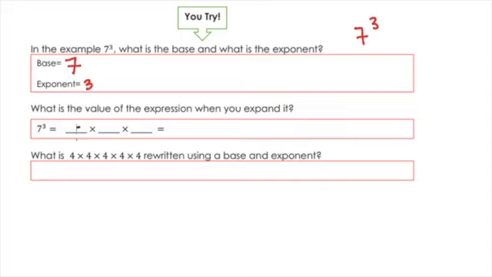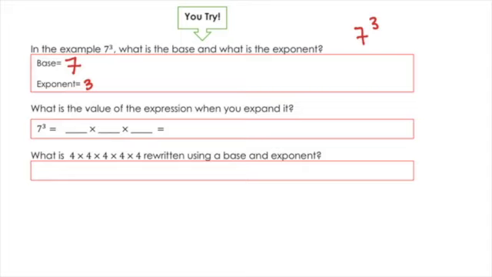What does 7 to the 3rd power actually mean? What is the value of this expression when you expand it out? Meaning, how many times are you multiplying a number, and which number are you actually multiplying? So pause this video again and go ahead and answer that on your own.